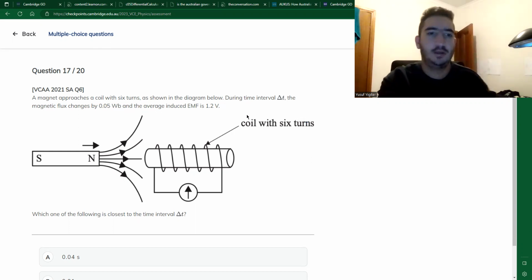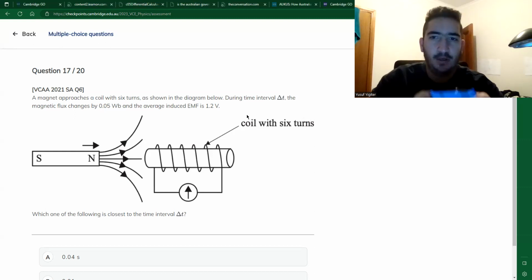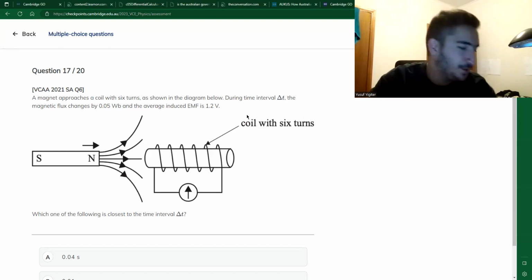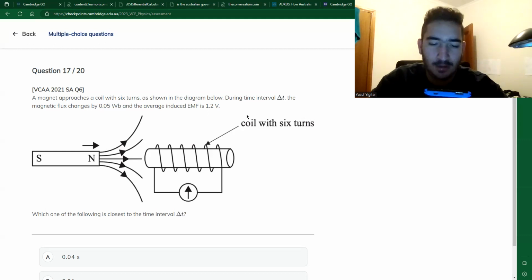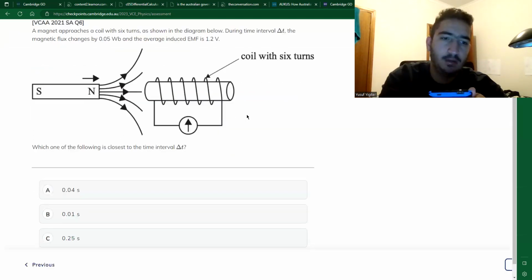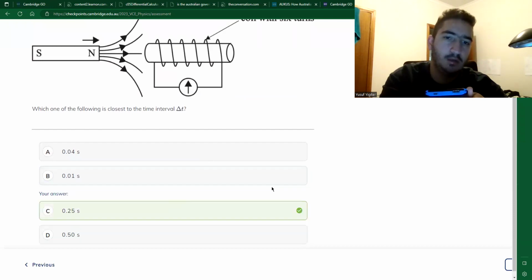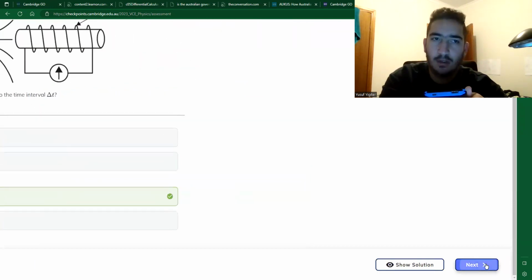Let's get the calculator, actually graphics cap, not scientific. There's a difference. So the formula is the 0.05 times that by 6, and we get that. We divide that by 1.2. I got 0.25 seconds. Is that correct? That is correct. Too easy.